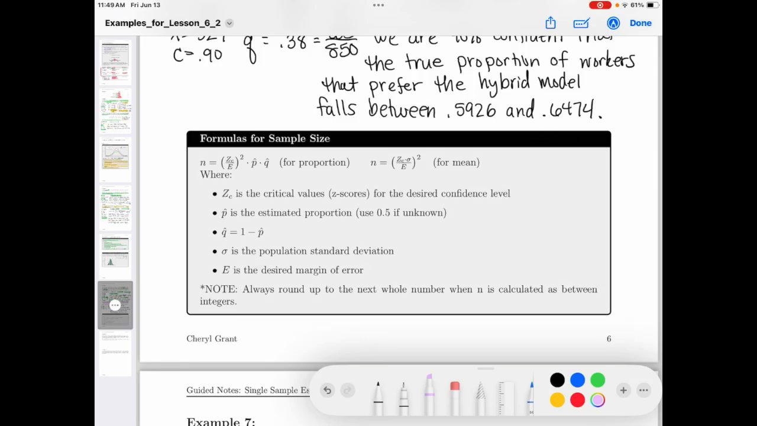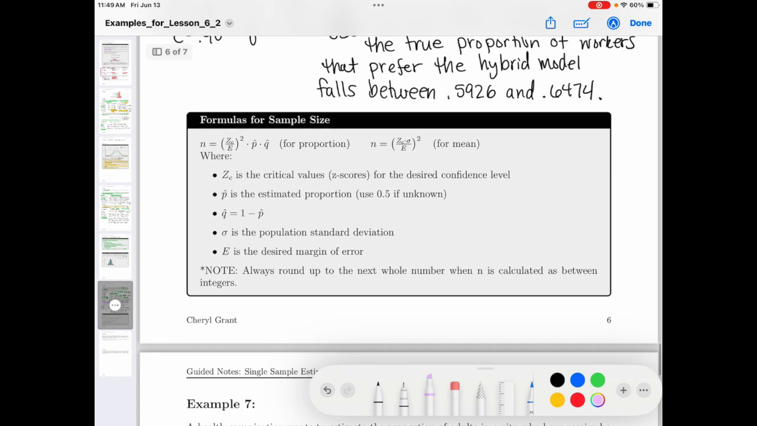Now let's review how to determine the sample size needed for a desired margin of error and confidence level. So here are formulas. We have two of them. One is for proportions. So we would take z critical divided by the error and square that and then multiply it by the probability of success times the probability of failure.